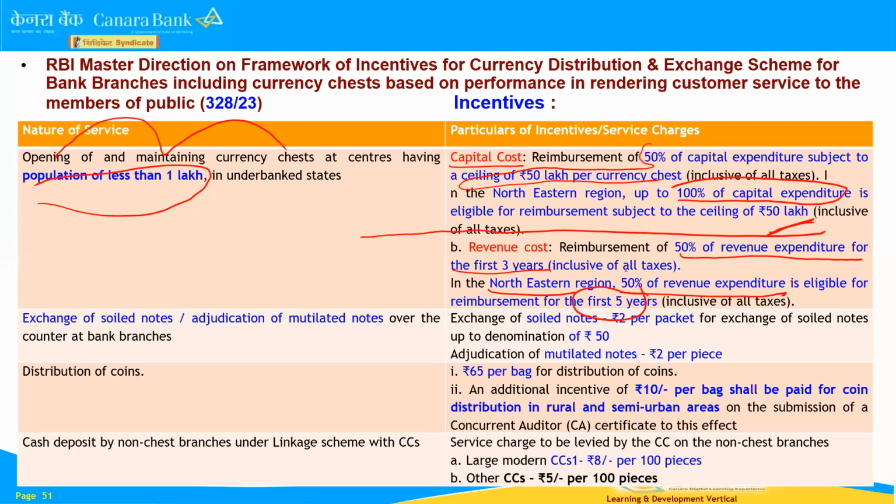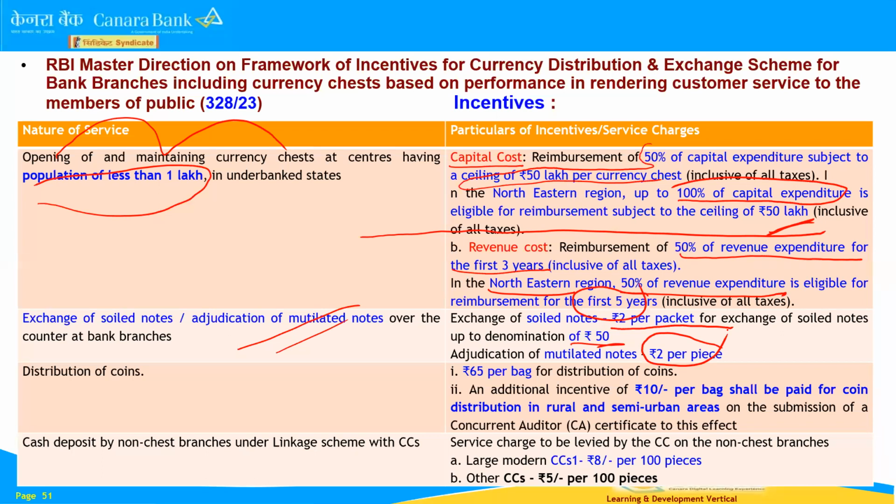Then exchange of soiled notes, adjudicated notes, how much commission? Soiled notes are generally free of cost, I told you. How much? 20 pieces, up to 5,000. After that, 2 rupees per packet we have to take, up to the denomination of 50. 2 rupees per packet for exchange of soiled notes. Adjudication, 2 rupees per piece. Per piece. Okay. Then distribution of coins. These are incentives RBI is giving, you are giving extra work. No?